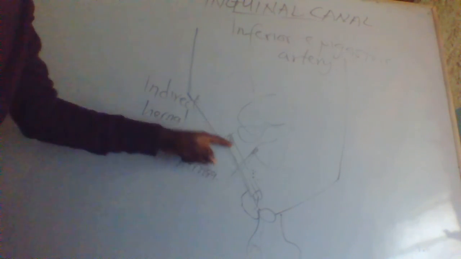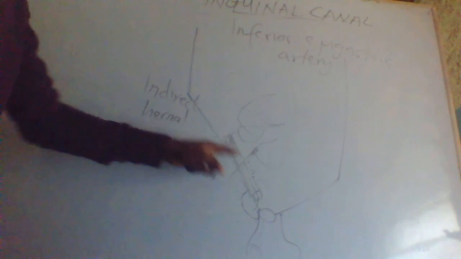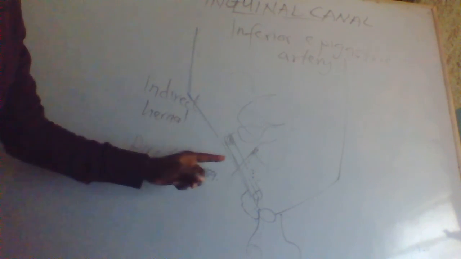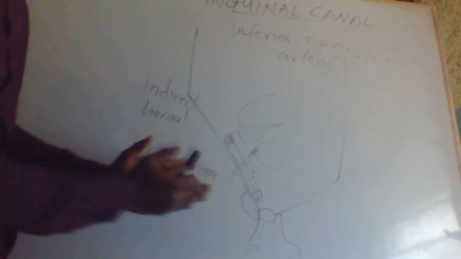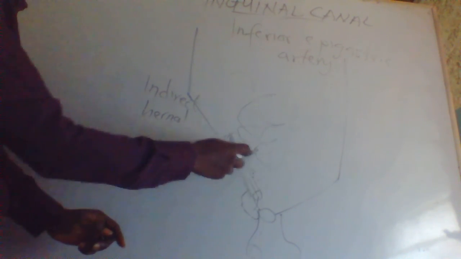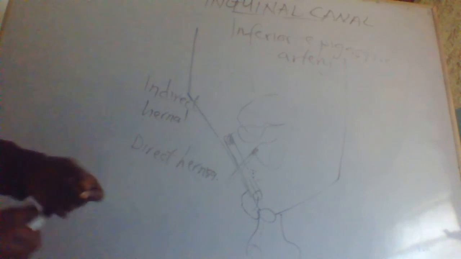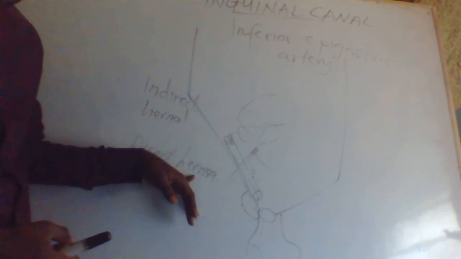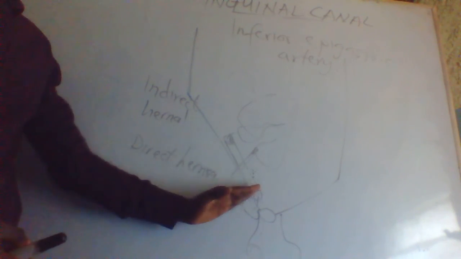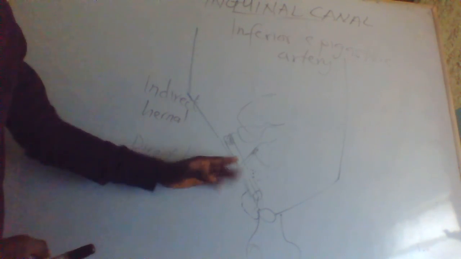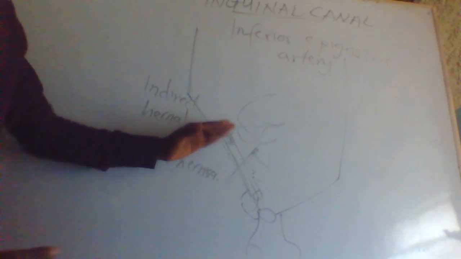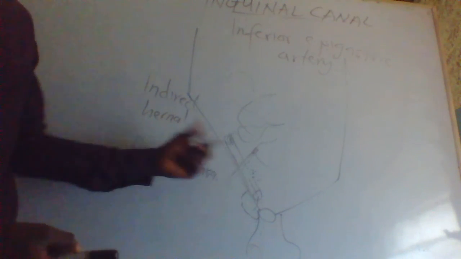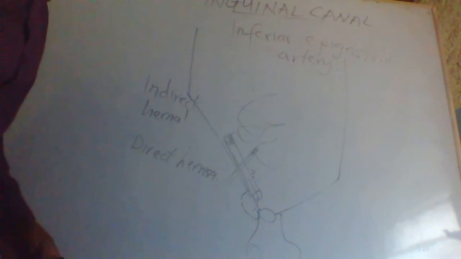So if the hernia starts lateral to the inferior epigastric artery, we say it is indirect. But if the hernia is at a site medial to the inferior epigastric artery, we say it is direct. So we use the inferior epigastric artery to determine whether the hernia is direct or indirect. If it is lateral, that means it passed through the deep ring. If it is medial, that means it didn't pass through the deep ring. So this is the end of our hernias.